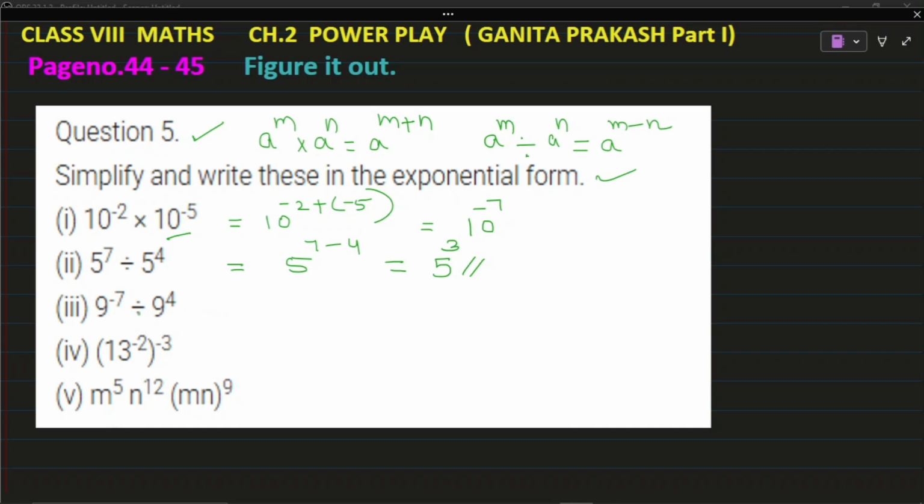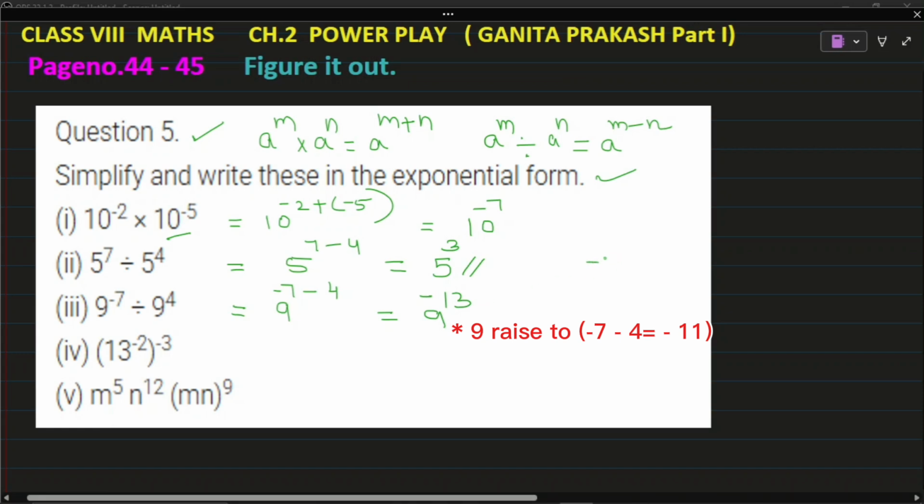Now the next one is division. Here also is division of exponential numbers, so subtract the powers. So this becomes 9 raised to, subtract the powers, so minus 7 minus 4. And here also both the numbers are negative, so add and put the negative sign. So 7 plus 4, 13. Put the negative sign. If both the numbers are like minus 3, minus 2, this type of numbers, we will add and put the negative sign.